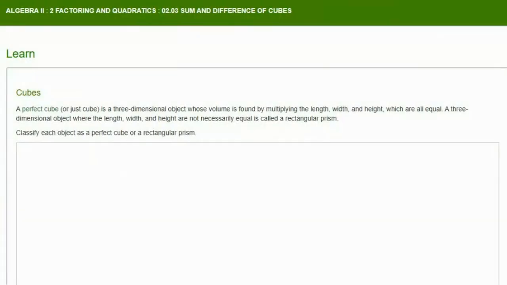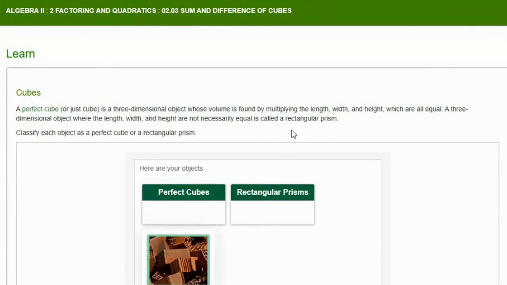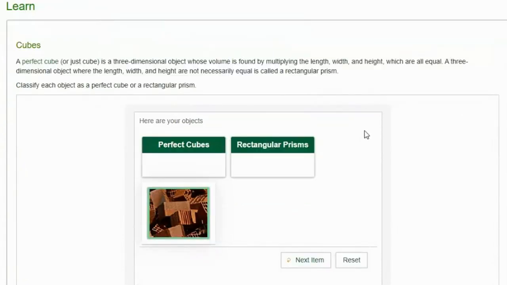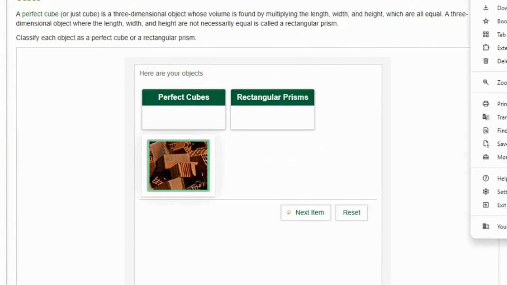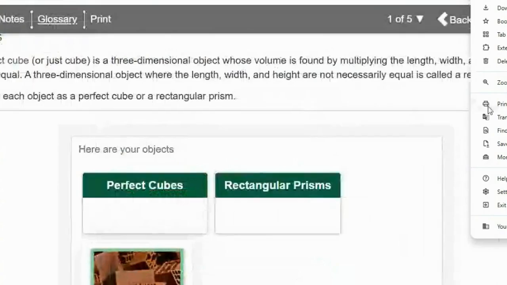All right, let's look at the sum and difference of cubes, because this is another one of those shortcut things. Look, this is a very short lesson. A perfect cube, I guess we have to be able to recognize that. What's a perfect cube? It's a three-dimensional object whose volume is found by multiplying the length, width, and height, right? And they all have to be the same for it to be a perfect cube. So a three-dimensional object where the length, width, and height are not equal is just called a rectangular prism. Like a box could just be a rectangular prism, or it could be a cube. So the first thing we need to know is, can we identify what a perfect cube is? And again, I'll make this a little bigger on our screen.